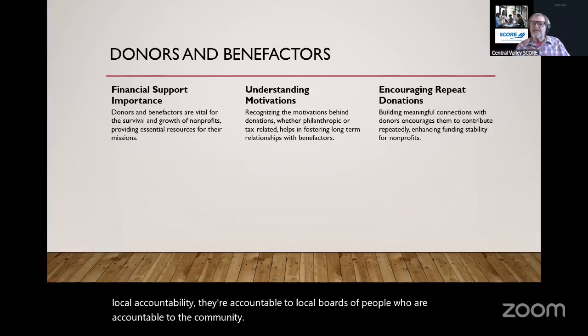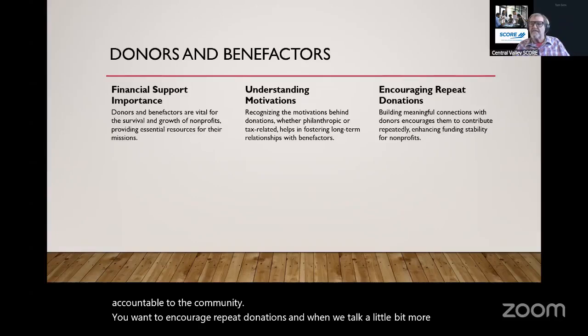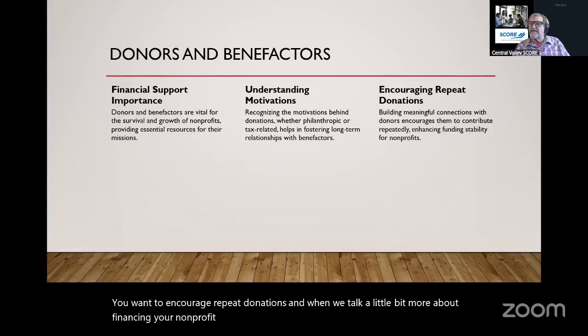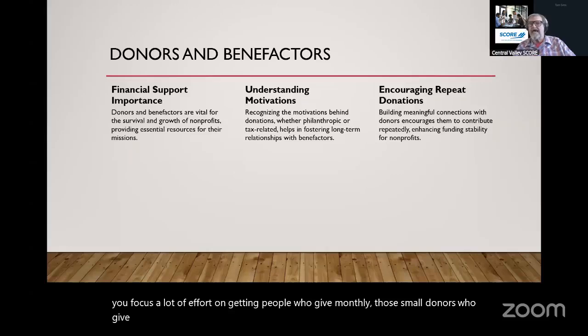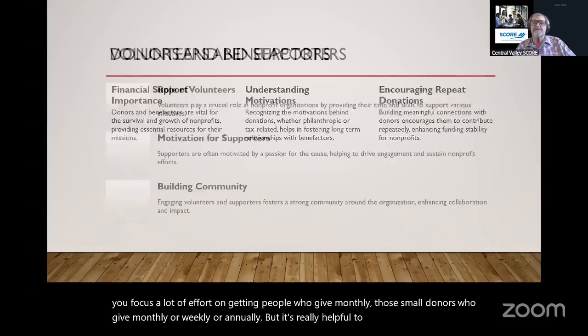You want to encourage repeat donations. And when we talk a little bit more about financing your nonprofit, you'll find that I recommend anyway that you focus a lot of effort on getting people who give monthly, those small donors who give monthly or weekly or annually, but it's really helpful to have monthly donors.